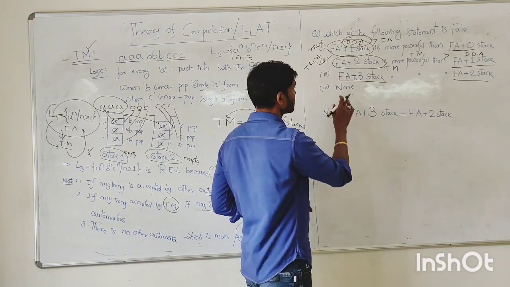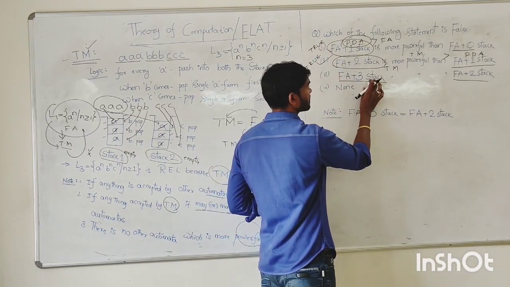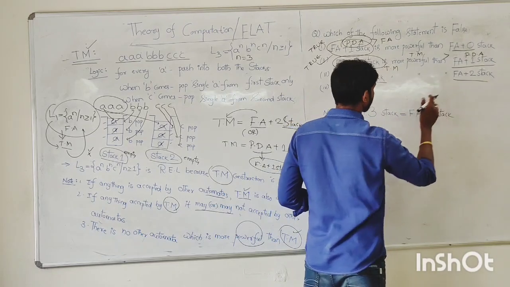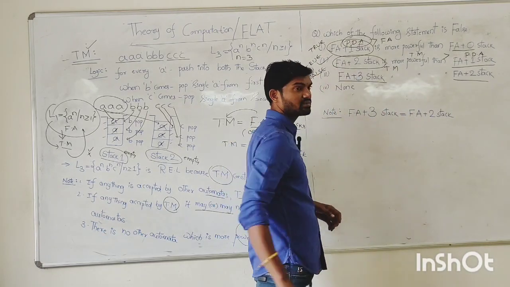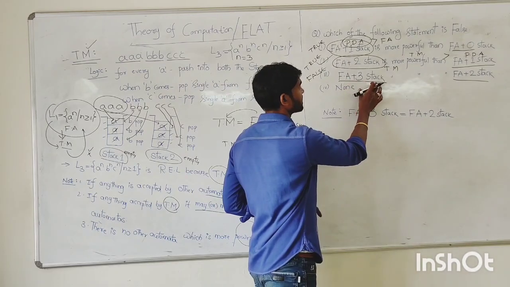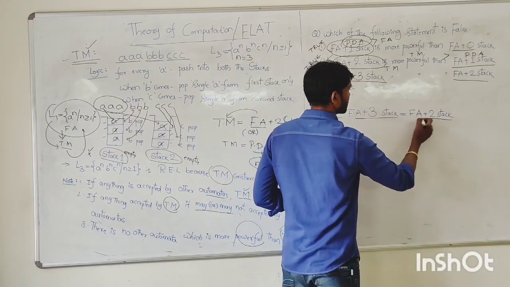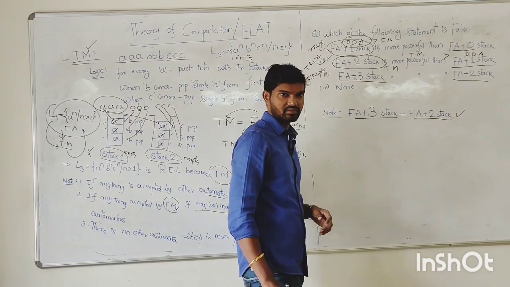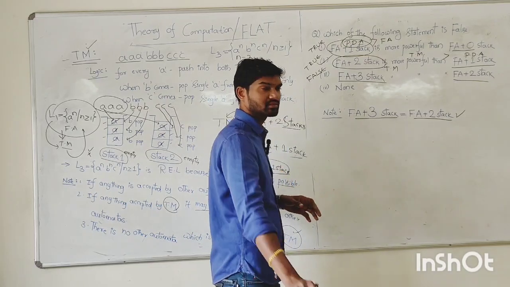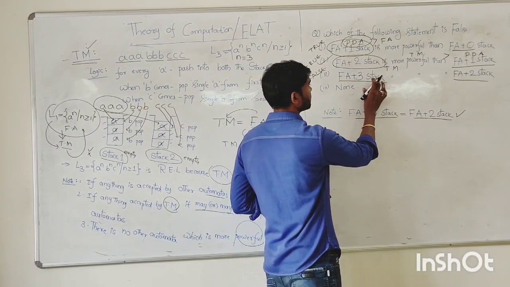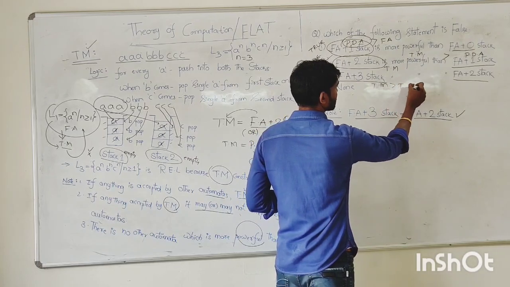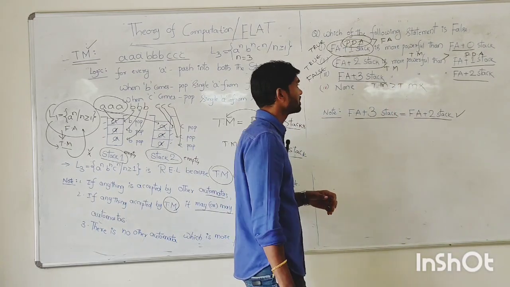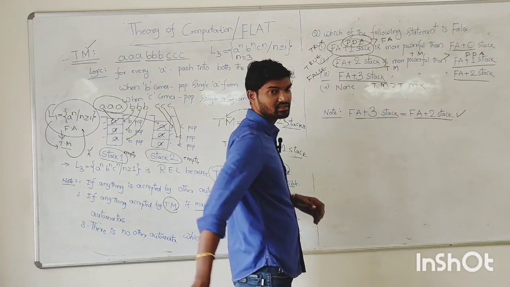Now coming to the third case, finite automata with three stacks is more powerful than two stacks. This one is false. Why? Because finite automata with three stacks is nothing but simply finite automata with two stacks only. So finite automata with three stacks is nothing but a Turing machine, and saying it is more powerful than a Turing machine is a false condition. Like this, the third condition is false.